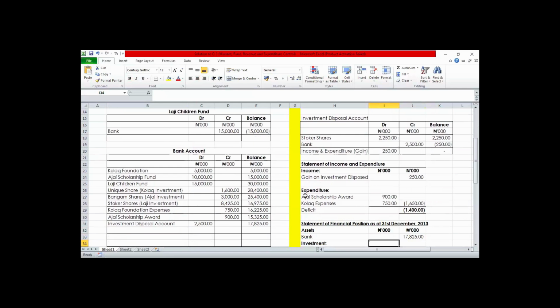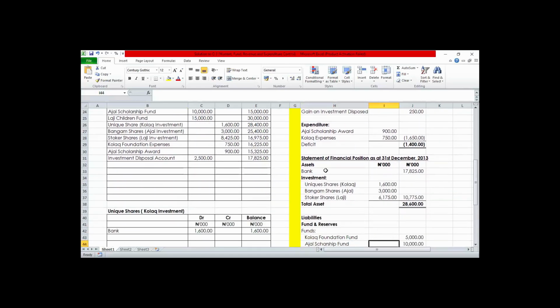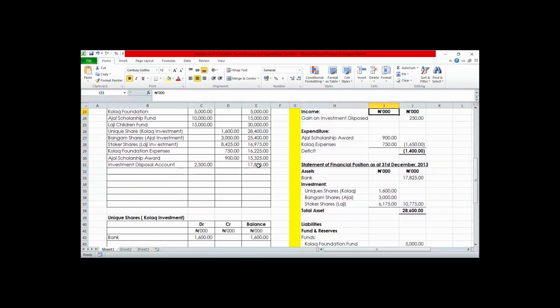We have the income side, we have the expenditure side. What are the incomes to be recognized? We have just one income, which is gain on investment, 250,000. Then expenditure, we have the one of the Ajayi and the one of the Kola, which is 900,000 and 750,000. We add it together, less from this, we have the deficit of 1.4 million. That deficit, we now use to prepare the statement of financial position. We have the assets, the bank balance. When we balance all the transactions in the bank, we have what?